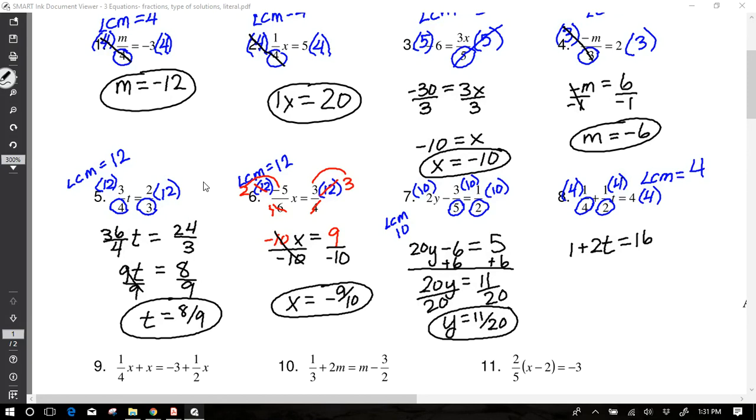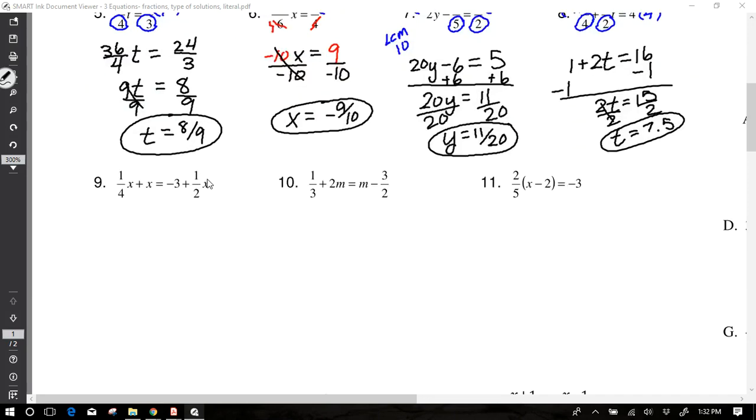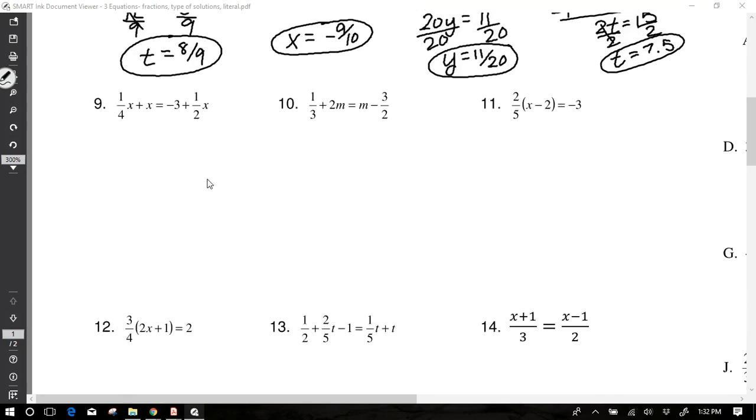Now I'd like for you to pause the video again and finish solving this on your own. And so my final answer that I got was either 15 halves, or you could have converted that to a decimal and got 7.5. Let's move on. We've just got 6 more that we're going to do together.